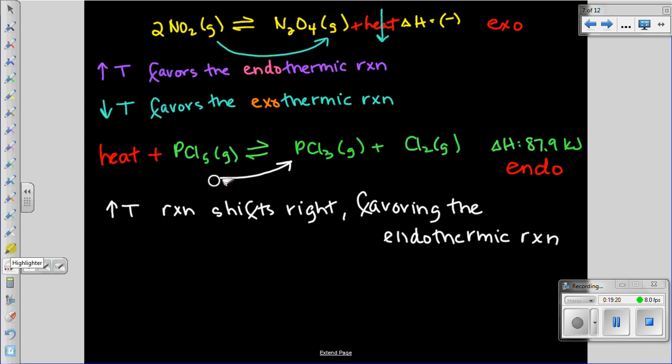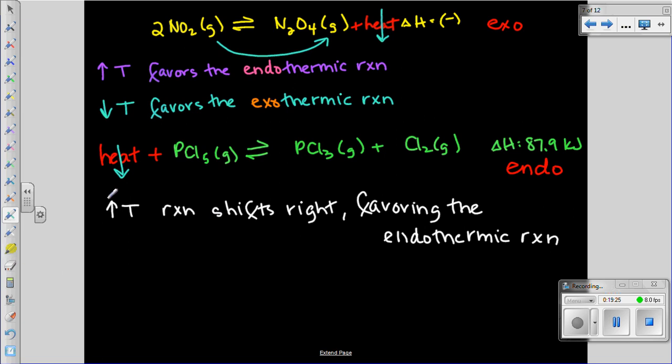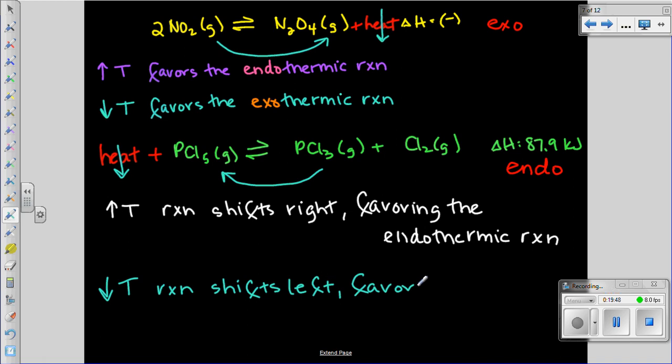Okay, let's do the opposite now. Let's say that we decide that we're going to decrease heat. So that's kind of like decreasing temperature. What will happen in this situation is the reaction shifts to produce more heat. So the reaction is going to shift left to produce more heat, favoring, in this case, the reverse reaction, sorry. And if I look at the reverse reaction, it's generating heat, so it's favoring the exothermic reaction.